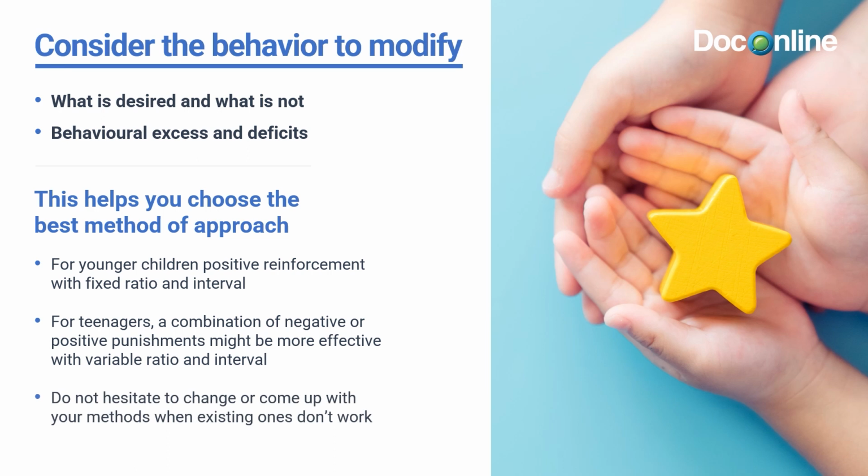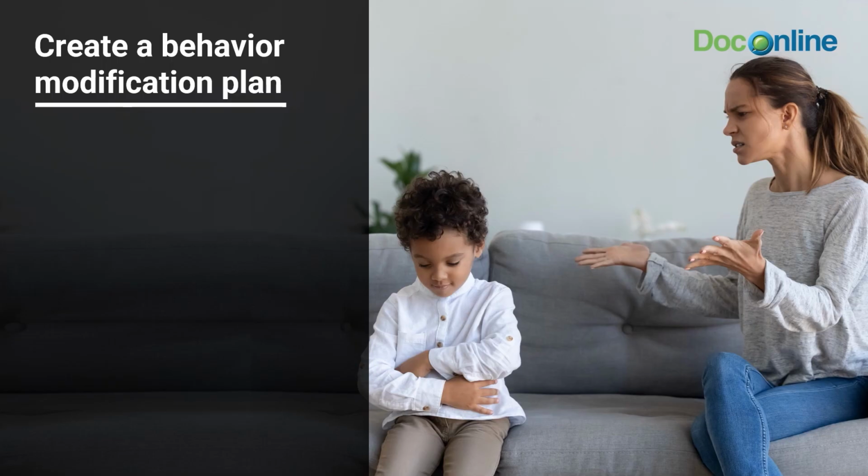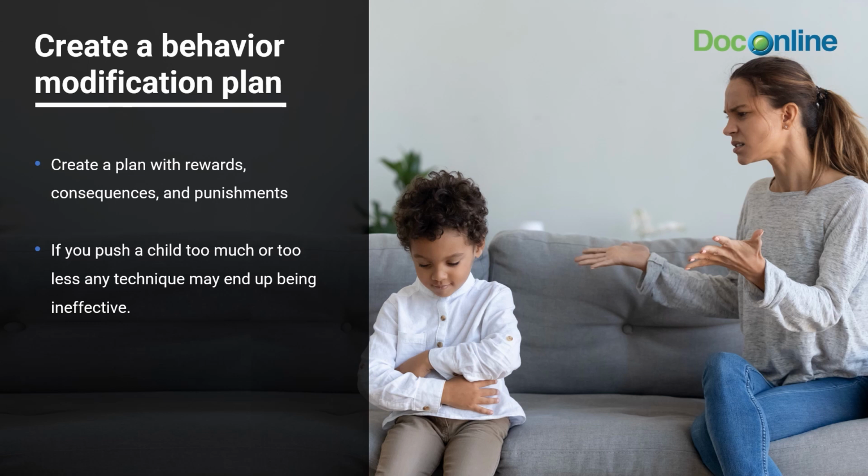Next, choose the method that works best. For example, for younger children, positive reinforcement methods give the desired results. But for teenagers, a combination of negative or positive punishments might be more effective. Don't hesitate to change or come up with your own methods when existing ones don't work. Now, create a behavior modification plan with rewards, consequences, and punishments specifically designed on the basis of the behavior to be corrected in the child. But remember, if you push a child too much or too little, any technique may end up being ineffective.